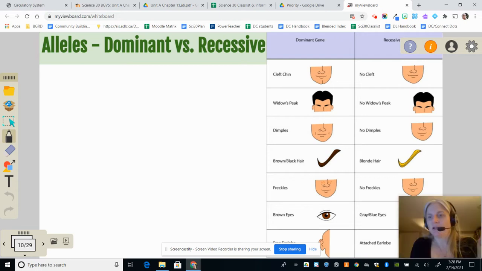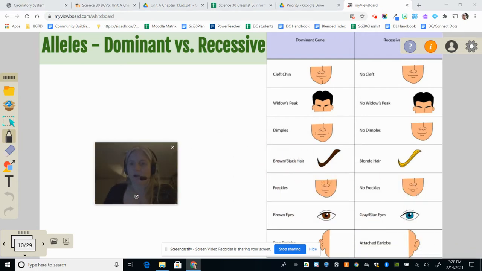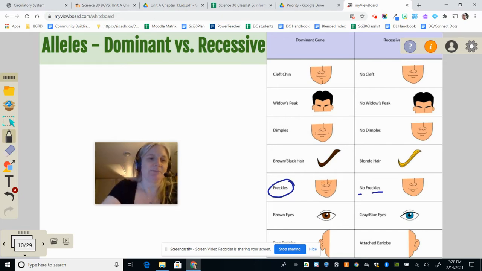And then in humans, here are a few of our traits. Oh, freckles is actually a dominant trait. No freckles is recessive. Brown eyes, blue eyes, there you go, dimples, no dimples. There's a few interesting ones there to check out.